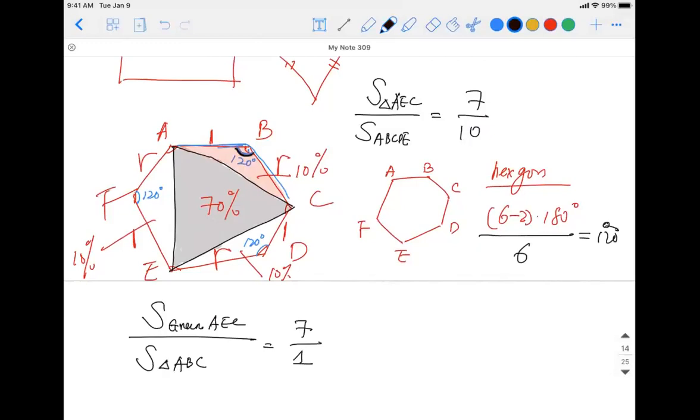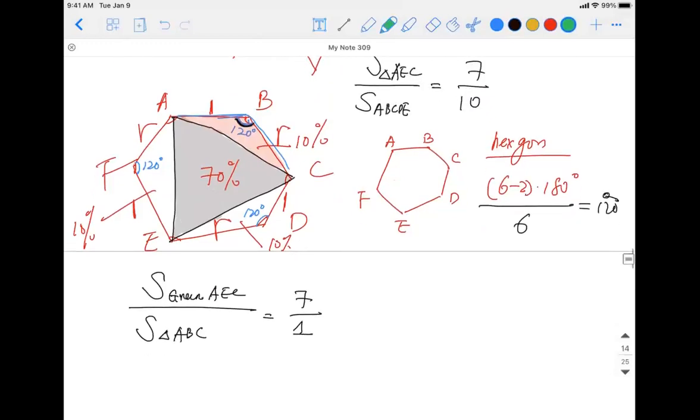Okay, so let's do this one by one. My goal is to try to determine the value for R. I don't really care about the other stuff. How can I use R to represent everything? My triangle ABC's area, this is exactly what we just mentioned, right?